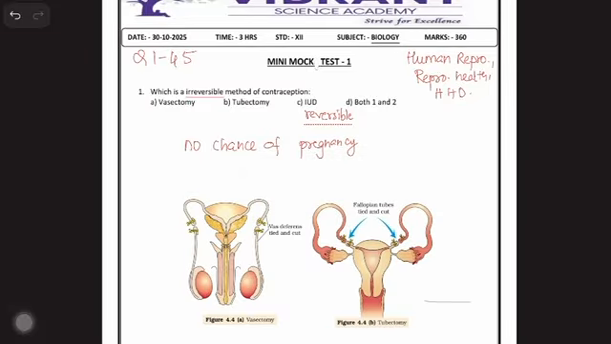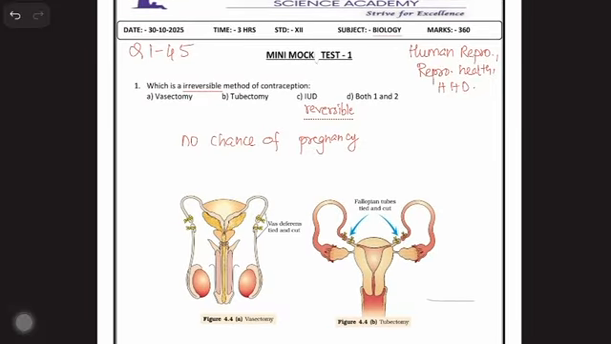These are your NCERT diagrams. One diagram for vasectomy, the other one for tubectomy. Now, what happens in vasectomy is the vas deferens is cut and tied. And what happens in tubectomy? Fallopian tubes are cut and tied. Both of these block transport of gametes, sperm and egg. So sperms will not be able to travel beyond this point, and here in the female system, the egg won't be able to travel beyond this point.